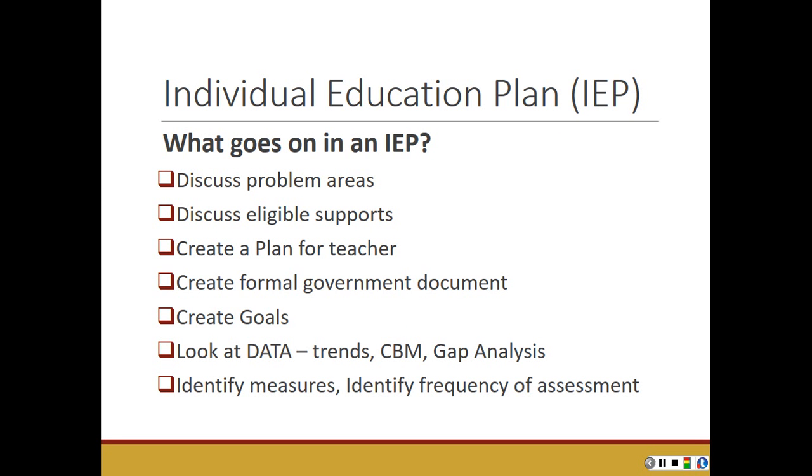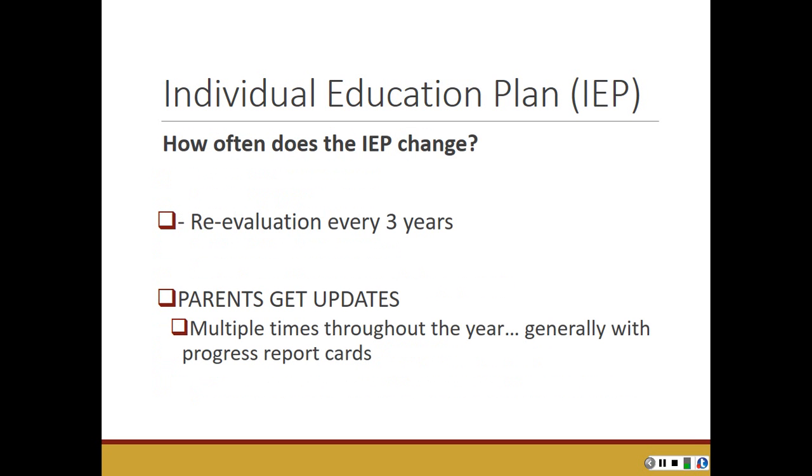We set a lot of goals, and later, after the evaluation period, we start looking at data. We look at the trends, we look at the CBM and gap analysis and those slopes I was telling you about. And we're generally trying to also find the measures and come to a consensus about a frequency of assessment. Let me finish this section and then I will show you the handout I have for this.